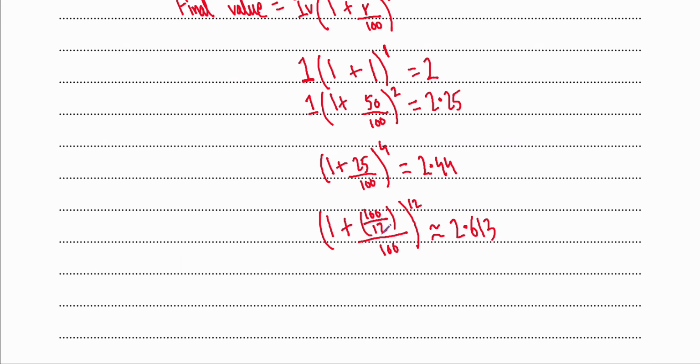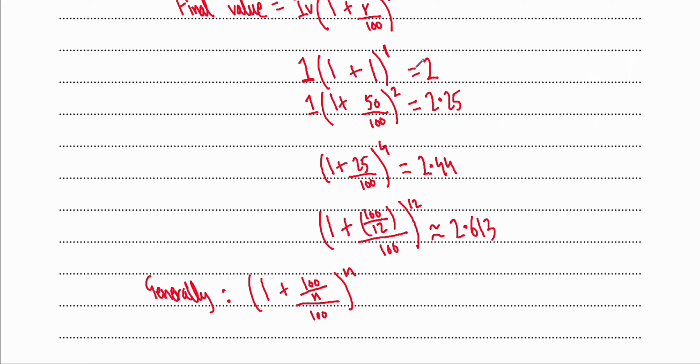Well, so let's write it in a general form. So generally, what we're doing is we're doing 1 plus 100 divided by n, where n is the number of times per year, all of that divided by 100, to the power of n. You can see it was exactly what we've been doing. We're doing 100 divided by 12, divided by 100, to the power 12. This is 100 divided by 4, which is 25, divided by 100, to the power of 4.